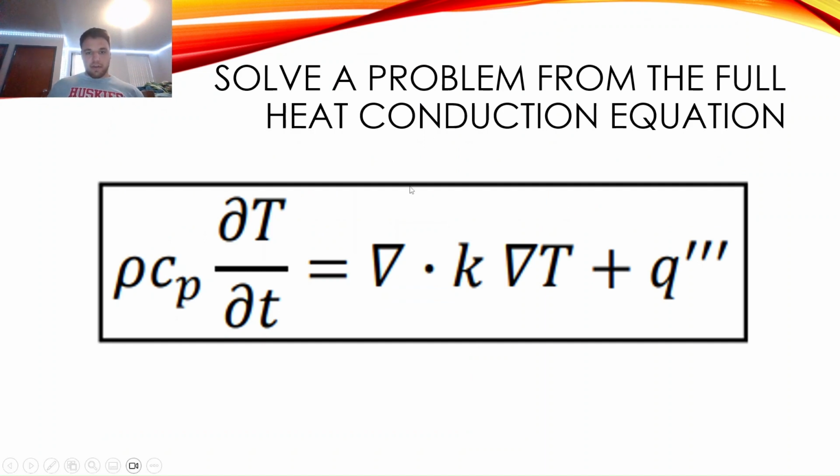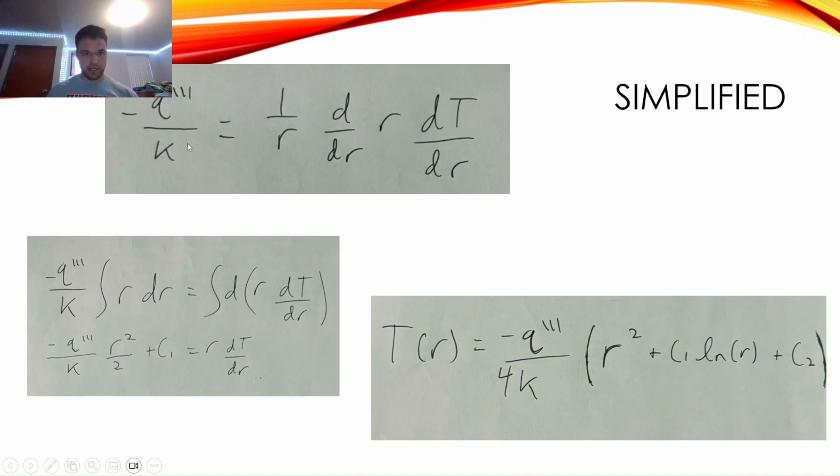So from the very first full heat conduction equation, this is going to be steady state, so we're going to cancel out this left side. Q triple prime is in the problem. Then we're going to pull out K because it's constant. Then we're going to have this gradient over here, which is going to turn into this equation right here as we simplify a little bit. And then we're going to take the first integral of that. We're going to get from this equation right here, which is just this simplified a little bit more, we're going to get this equation.